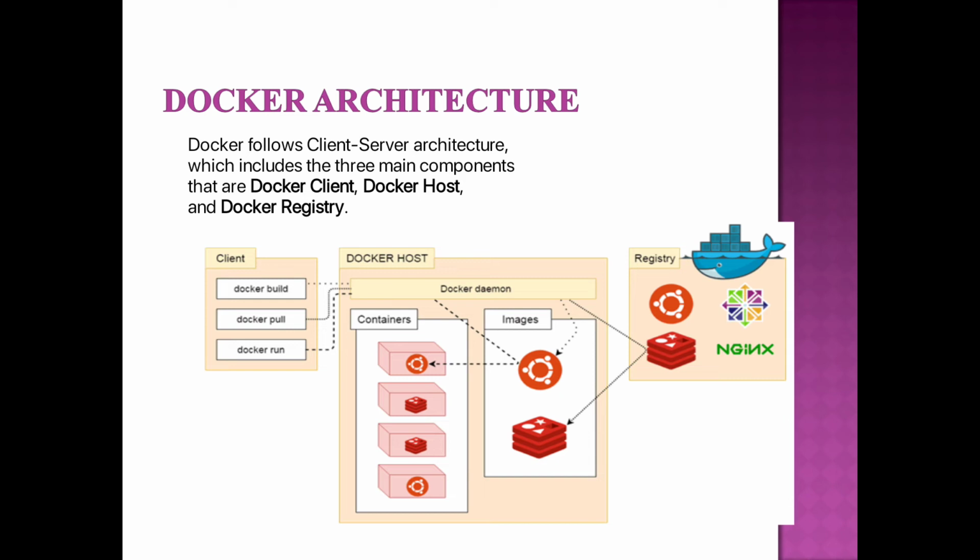So coming to the Docker architecture, the Docker architecture follows the client-server architecture. It includes three main components. They are nothing but the Docker client, Docker host and Docker registry. Within the Docker client, we have Docker build, Docker pull and Docker run here.